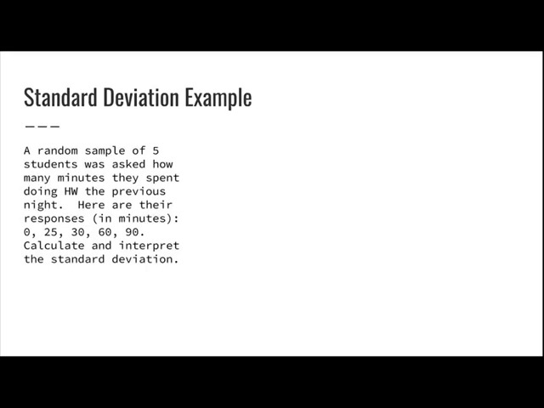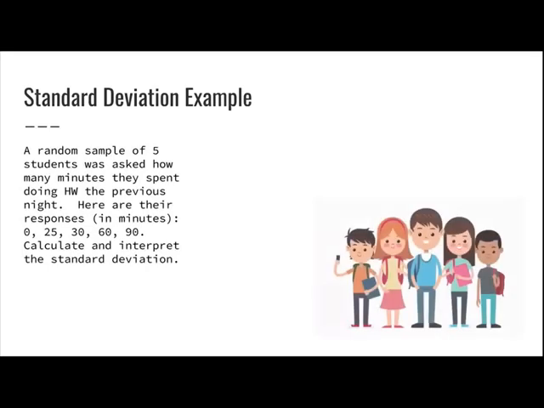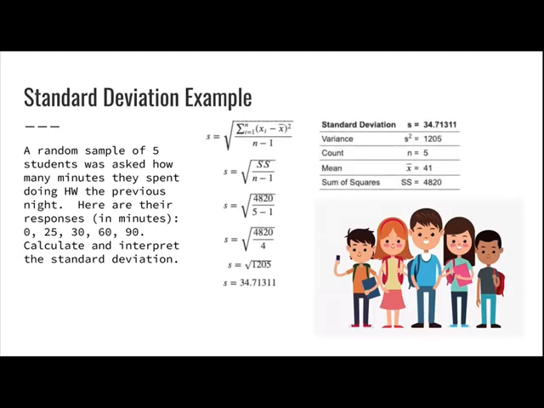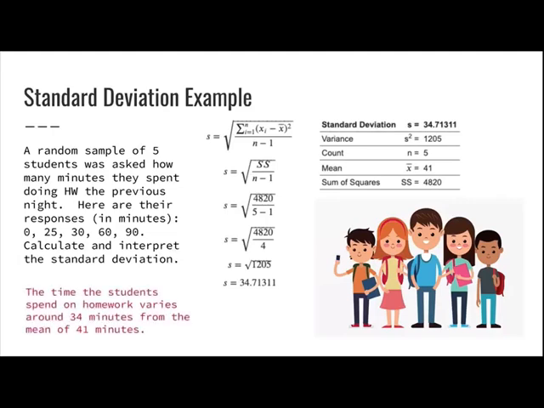A random sample of 5 students was asked how many minutes they spent doing homework the previous night. Here are the responses in minutes: 0, 25, 30, 60, and 90. Calculate and interpret the standard deviation. Here I use my formula, and I found that my standard deviation was about 34.7 minutes. The time students spent on homework varies around 34 minutes from the mean of 41 minutes.